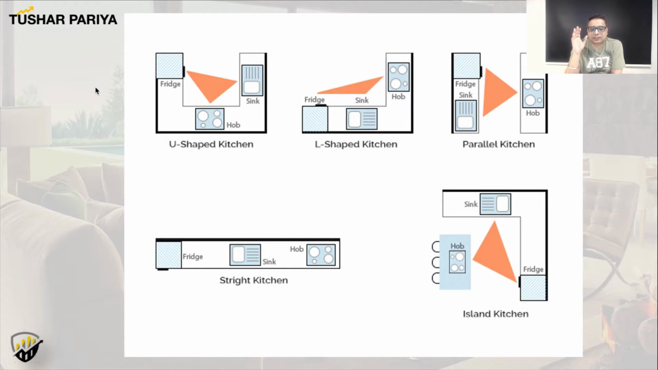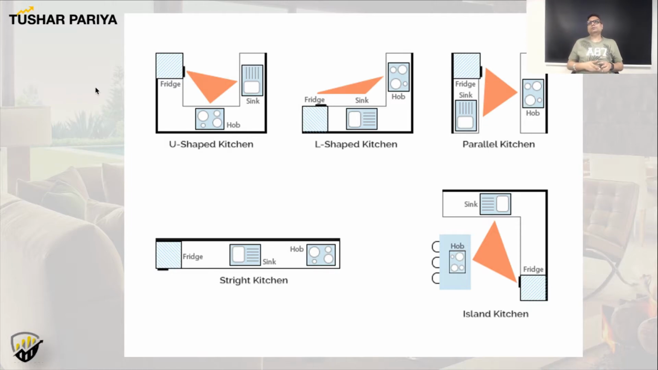Island counter. Island is basically one of the additional cabinets that we put apart from the kitchen counter. Okay, and it is free from all sides, so you can rotate around all the sides of the island counter. So if there is an island counter, try and put a hob onto that island counter, and make sure that you follow a work triangle with a sink and fridge.